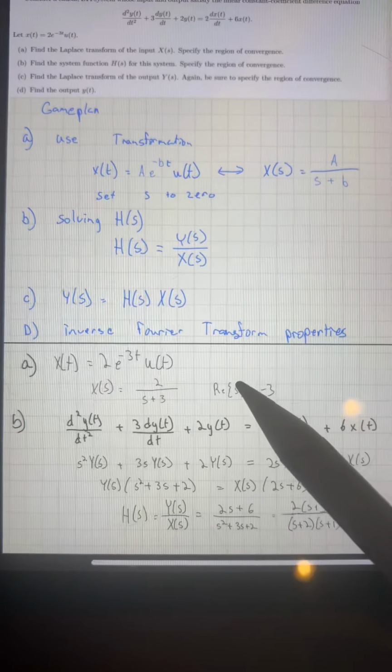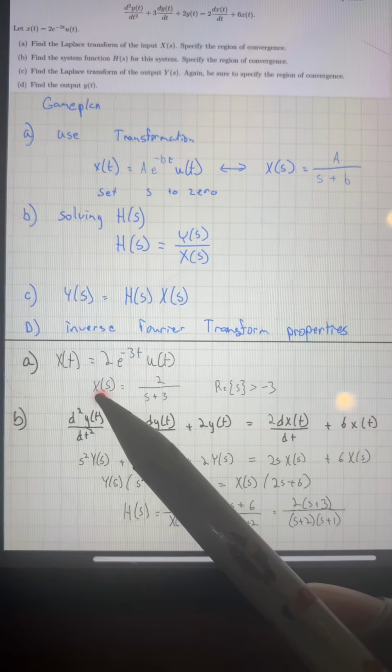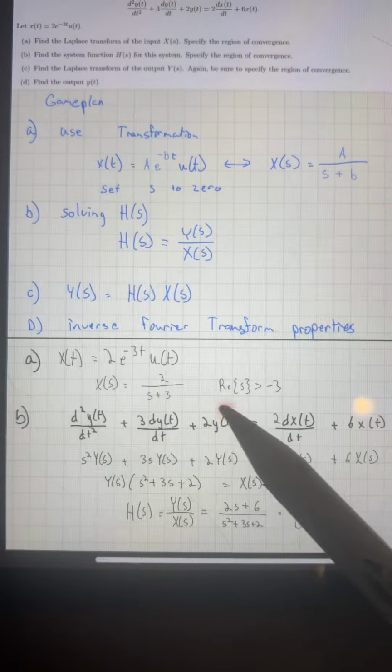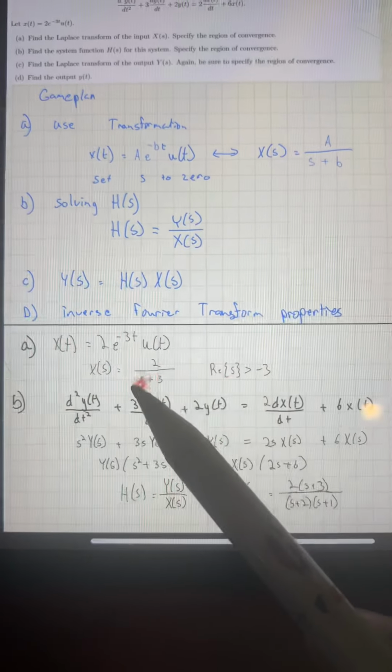Just like our game plan says, we're going to be using our transformation to solve for the Laplace transform of x of s, and then to be able to find our region of convergence. So there is that.